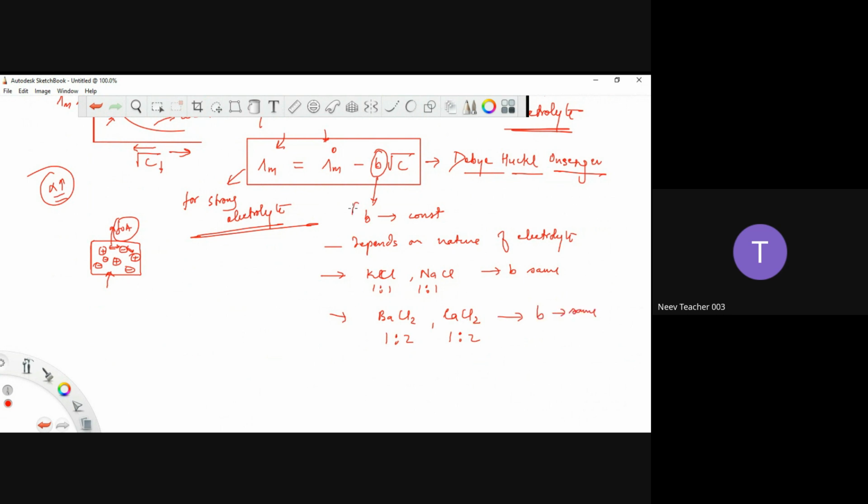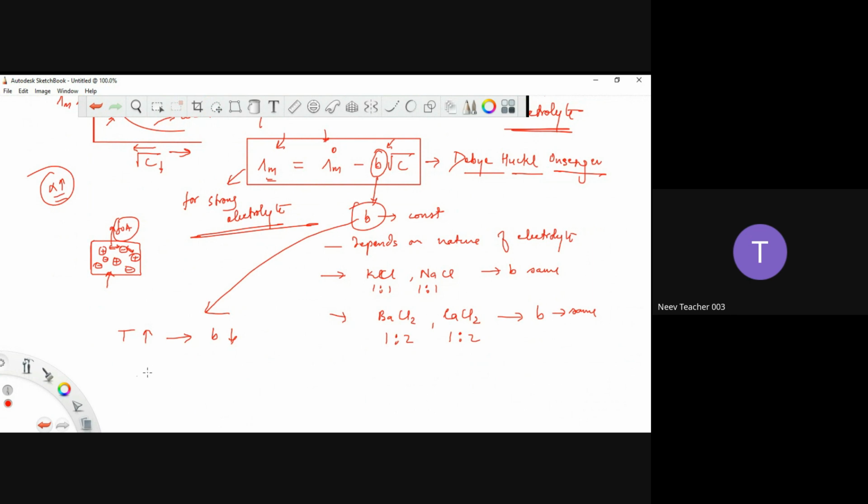So that is one part of what B depends on. The B value also depends on temperature. If you increase the temperature, the friction or viscosity will decrease. So directly you can say that on increasing the temperature, the B value will decrease. Because on increasing the temperature, viscosity decreases and conductivity increases. So if you want to increase the conductivity with temperature, this value should be lesser. Then only it's going to decrease. Otherwise, since the subtraction is there, it will change the value.